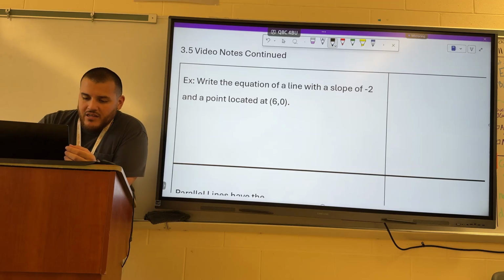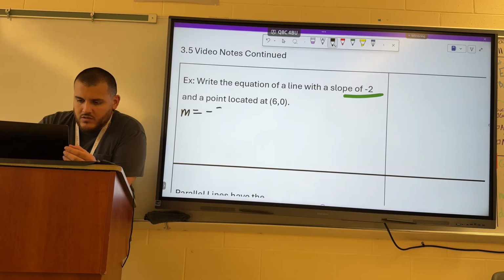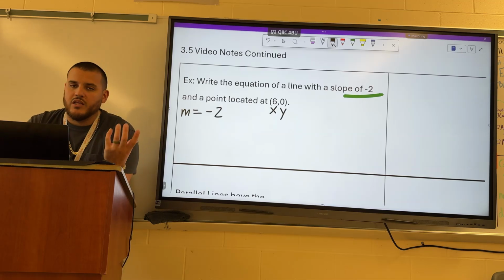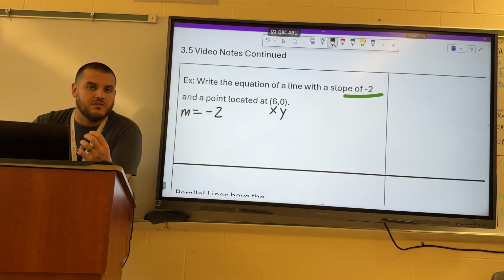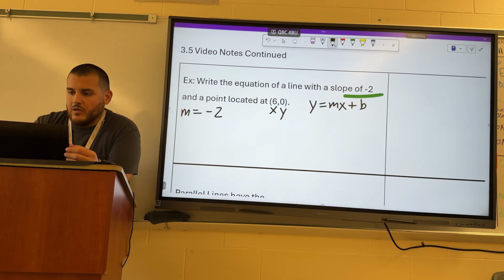Remember, the first thing we need is what is our slope? And we're told here the slope is negative 2, so no work needs to be done there. We have a point, an x-coordinate and a y-coordinate that needs to be on our line, and we're going to use that and our slope of negative 2 to find the y-intercept. And remember, we do that with our slope-intercept equation, y equals mx plus b. We're just subbing in information.